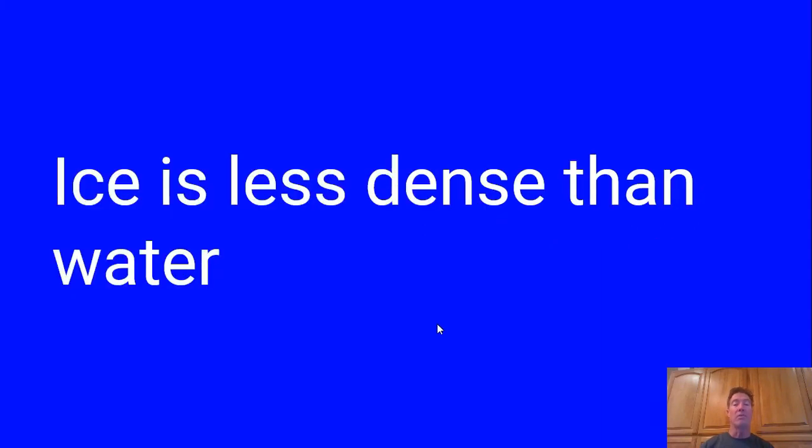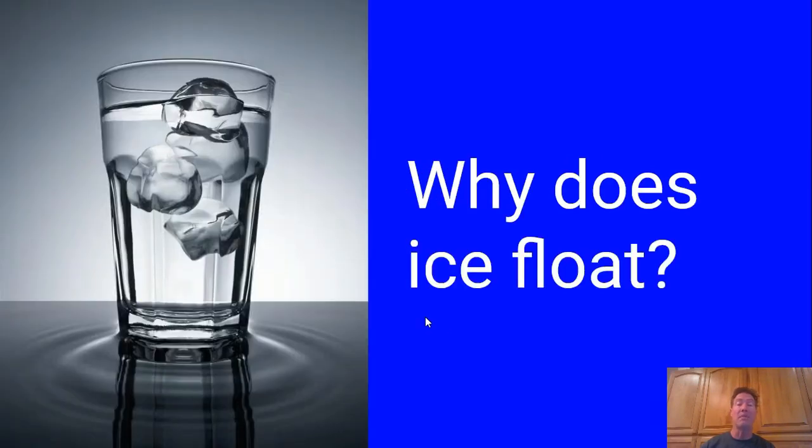Why does ice float? Same thing. Ice is less dense than water. That's the only way it could possibly float. It must have less mass per volume than a comparable amount of water. If it had the exact same density, then it would be submerged. It wouldn't float. It wouldn't sink. It would just simply stay wherever you put it.